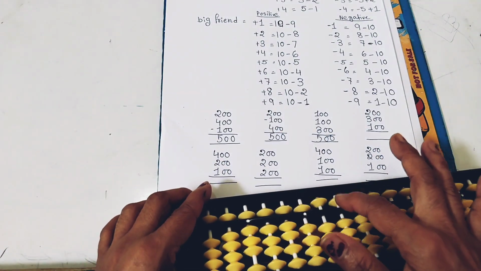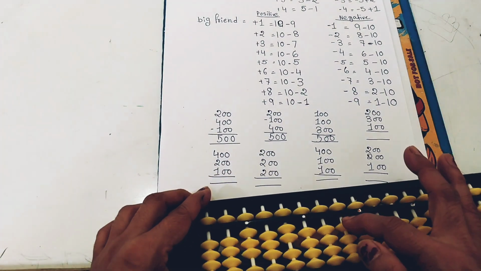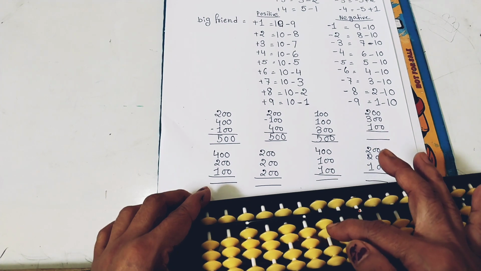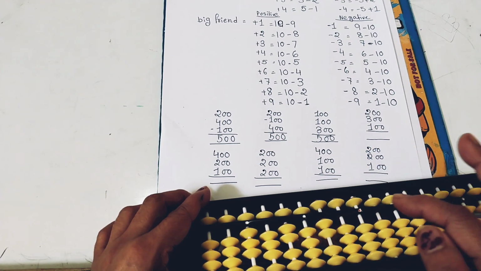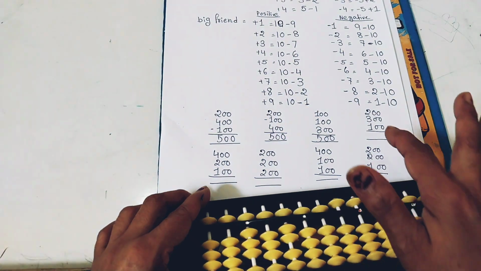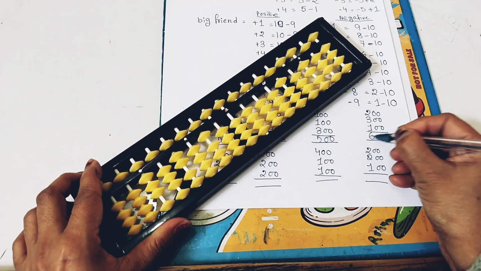Anyway, 200 again. This is the tens place. 200, then 300. 3 means plus 5 minus 2, again 100. So 600. 600 is my answer.